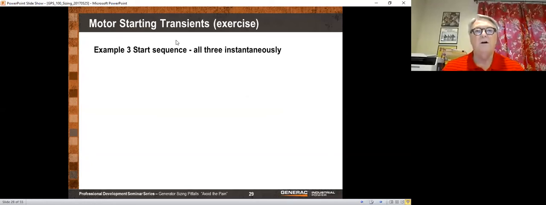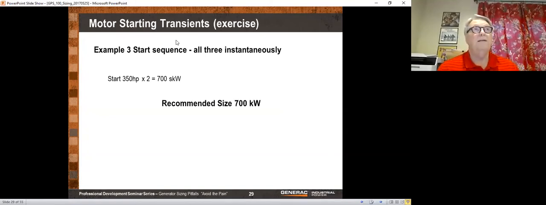Finally, let's start all of them simultaneously. That would be a 200 plus a 100 plus a 50. That's 350 horsepower times 2 is 700 starting kilowatts. So we're going to buy a 700, or a much more common size, 750 kilowatts. So you can see that the same loads take anywhere from 400 to 750 kilowatts, depending upon how they're started.